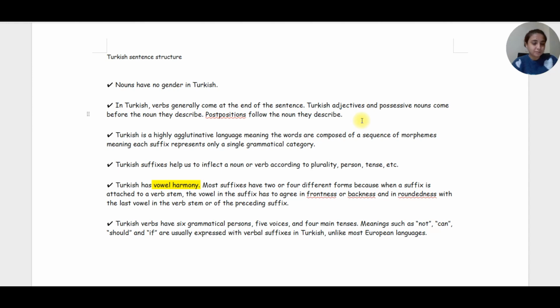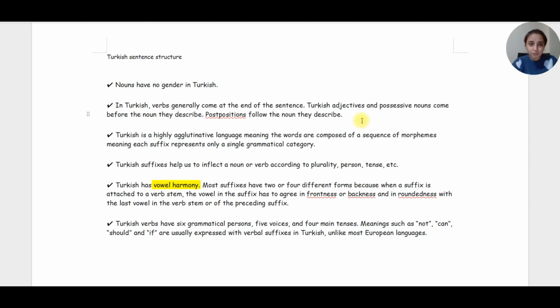Next one. Turkish is a highly agglutinative language, meaning the words are composed of a sequence of morphemes, and each suffix represents only a single grammatical category. And next one, Turkish suffixes help us to inflect a noun or verb according to plurality, person, tense, etc.